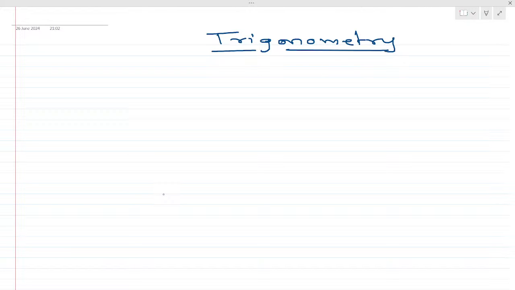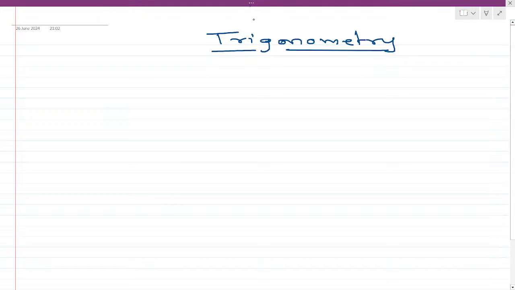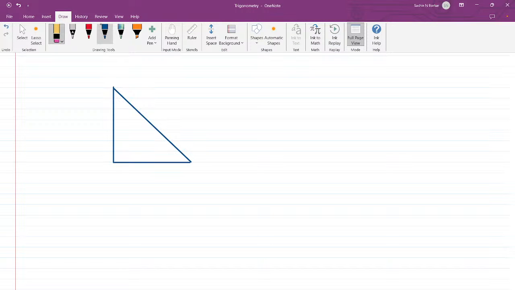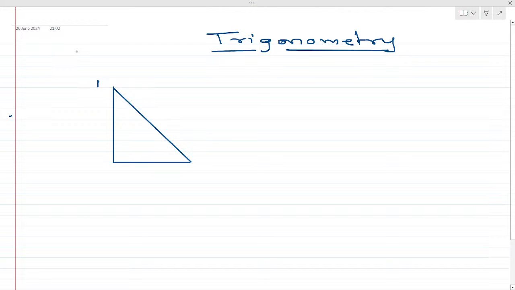Trigonometry. Basically, trigonometry is the measurement of triangles, its sides and angles, in a right angled triangle. So we have a right angled triangle ABC, which is right angled at B. So A and C are the acute angles here.